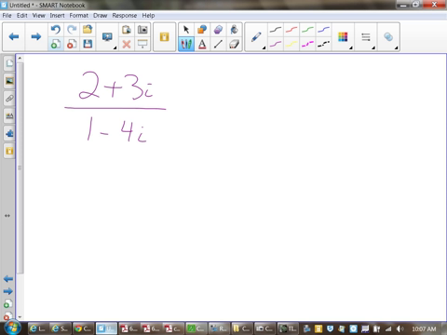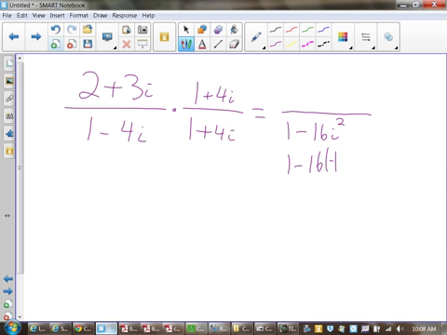I have to multiply it by 1 plus 4i to the top and bottom. My denominator, since it's alternating signs, becomes 1 minus, well, what's 4 times 4? 16. i times i. And what is i squared always equal to? Negative 1. So this becomes 1 minus 16 times negative 1.